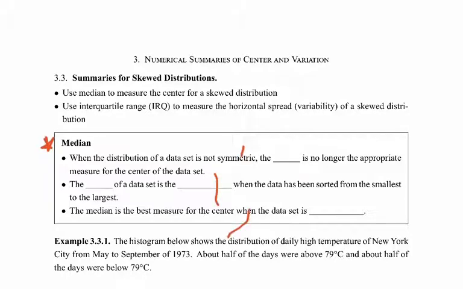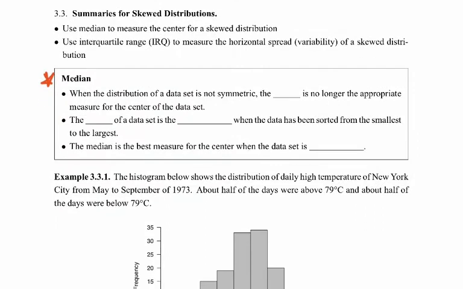So what is the median? Well, the median is essentially the number that's in the middle. When the distribution of a data set is not symmetric, the mean, that's the blank that goes here, is no longer the appropriate measure for the center of the data set. Instead, the median of a data set is the middle number. You've probably heard that term before. We've probably used it a little bit here and there, but it's the middle number.